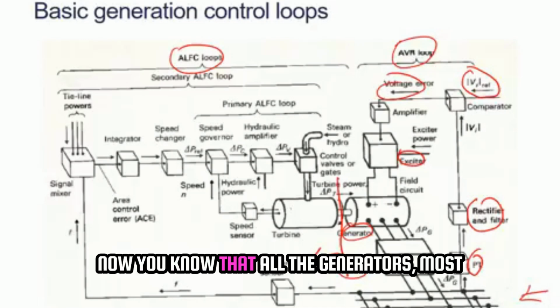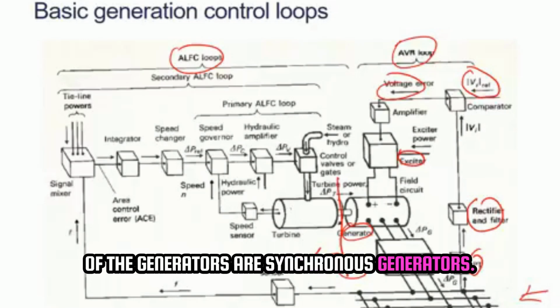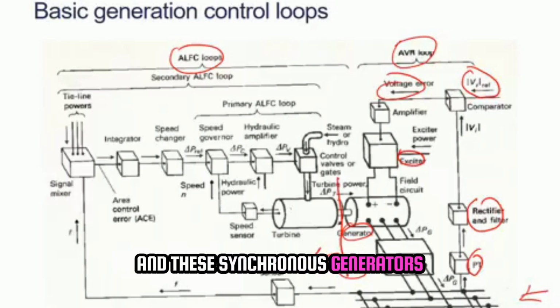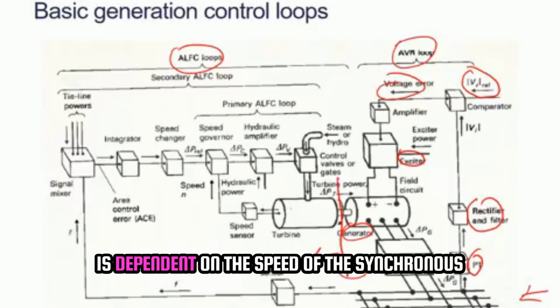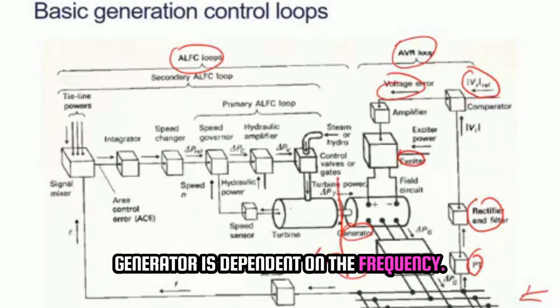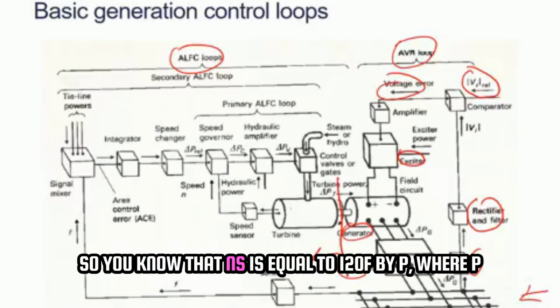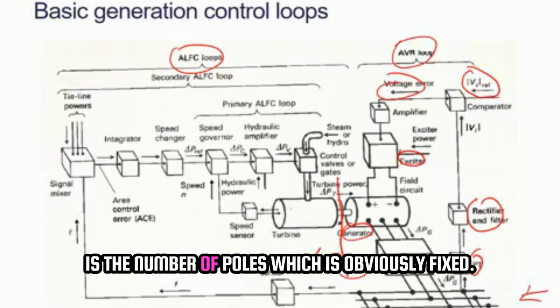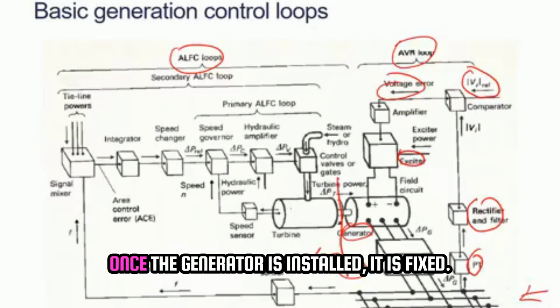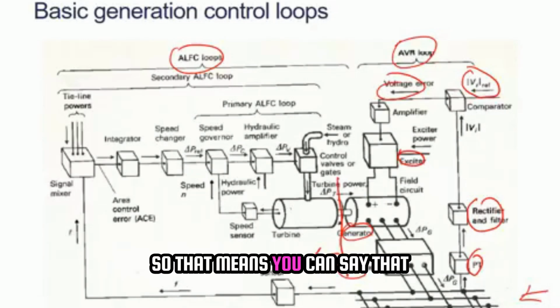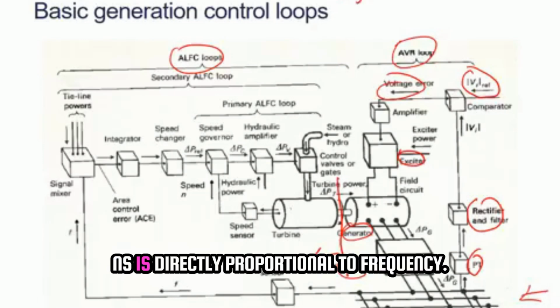Now most of the generators are synchronous generators, and the speed of the synchronous generator is dependent on the frequency. So you know that Ns is equal to 120 F by P, where P is the number of poles, which is obviously fixed once the generator is installed. So that means Ns is directly proportional to frequency.